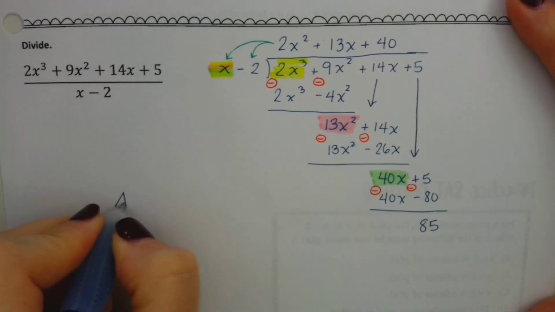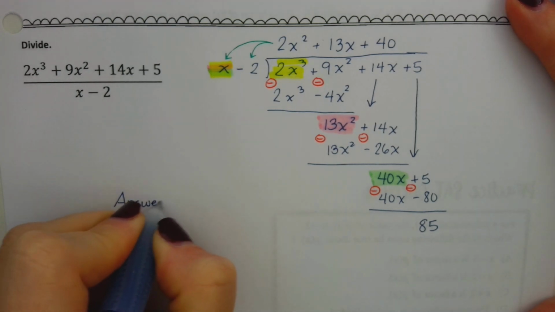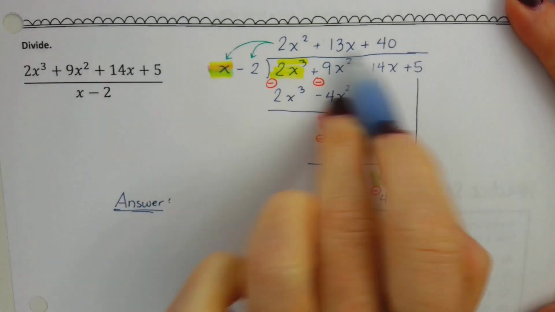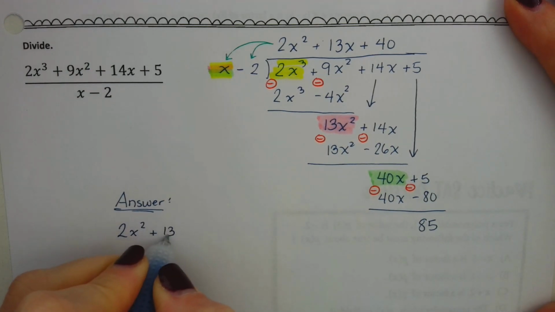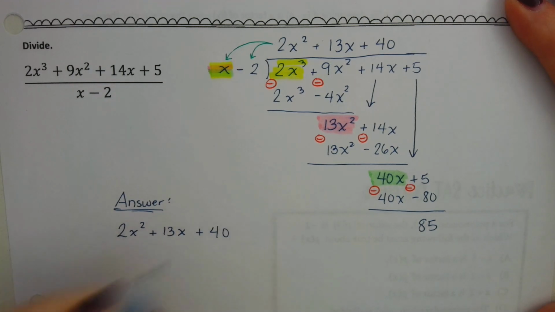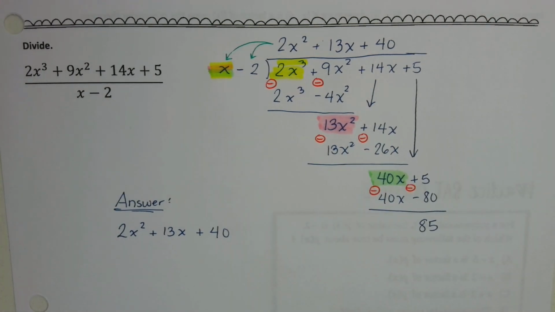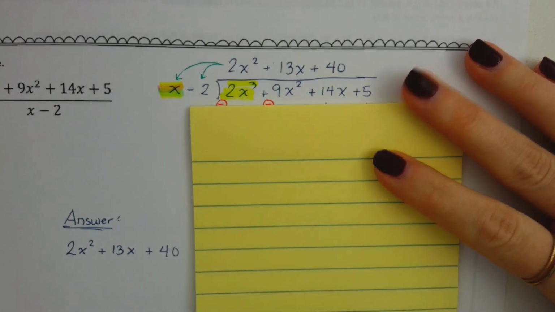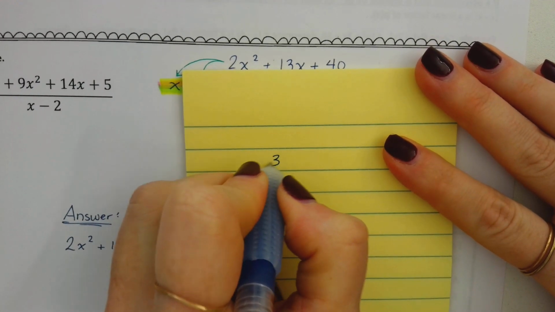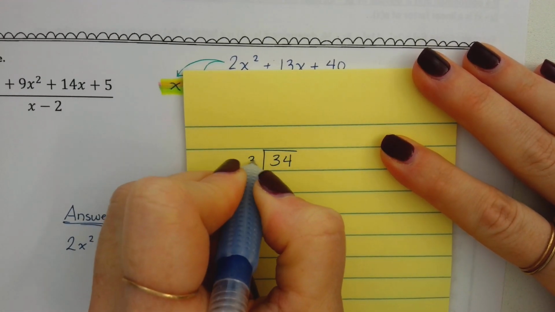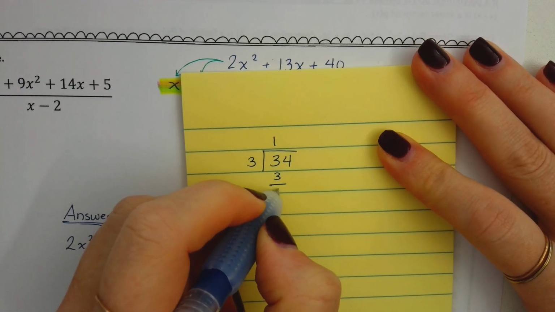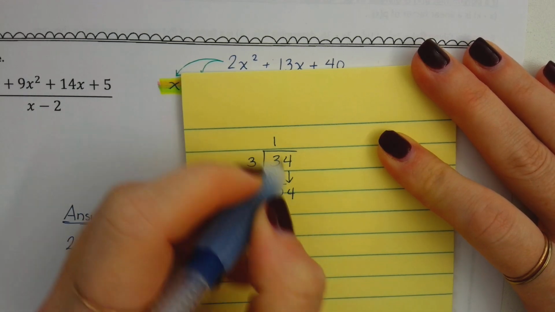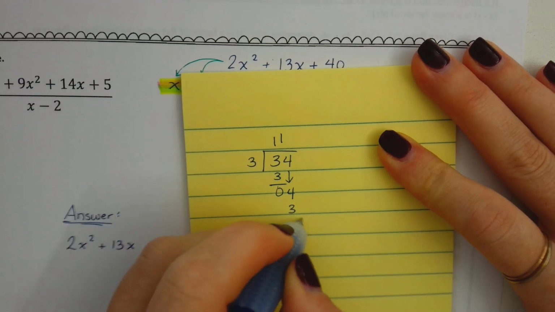So to write our answer, this is our quotient. We're going to start with the quotient that we got up top: 2x squared plus 13x plus 40. Okay, and it's going to feel very similar to how you turn an improper fraction into a mixed number. Let me remind you of how you did this way back in the day. So say you had 34 and you were dividing it by 3. Okay, you would say 3 goes into 3 one time. That's 0. You'd bring this down. 3 goes into 4 one time. 1 times 3 is 3, and you have 1 left over.